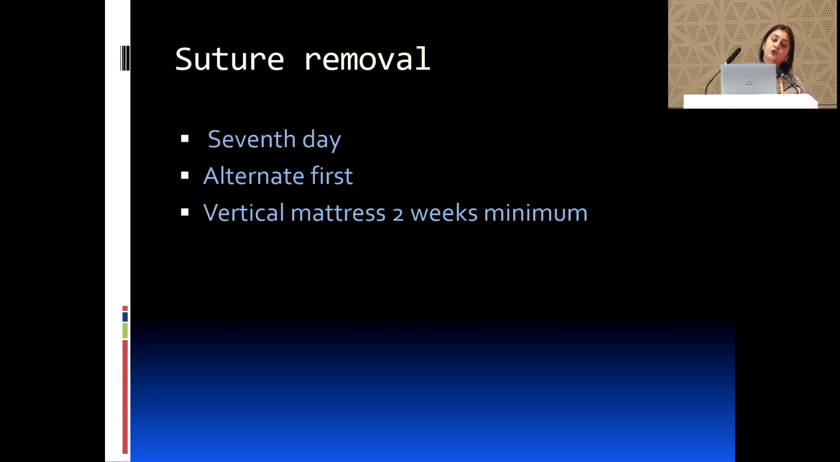Suture removal: skin sutures are usually removed on the 7th day. Remove alternate sutures first. Prior to removing sutures, clean the sutures very well. Usually patients come with matting and all, but you have to clean and then do alternate first, see if the wound has healed. If it has not healed, you can again follow up in 3-4 days and then remove the rest of the sutures. Vertical mattress sutures should be kept at least 2 weeks minimum.